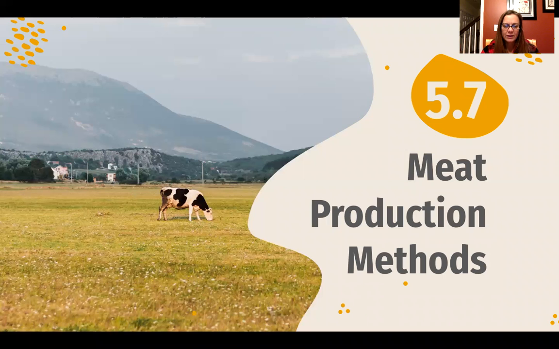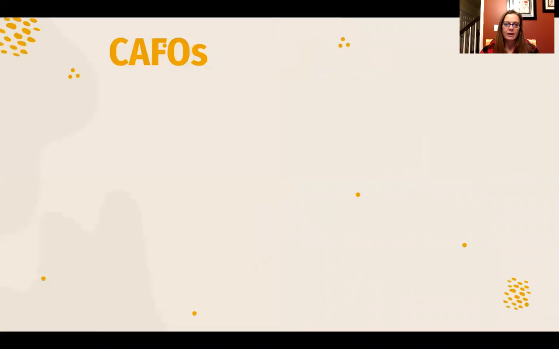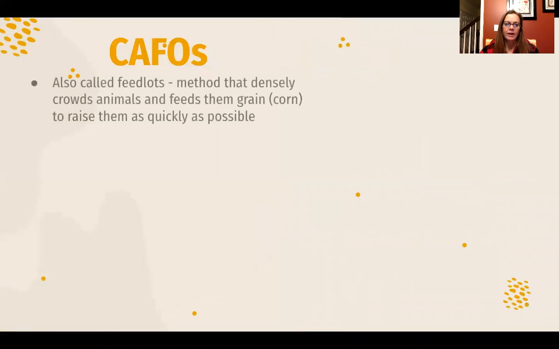And today we're continuing our discussion of agriculture as part of land use. Today we're talking about meat production methods, both industrial and more traditional or sustainable methods. The first thing we're going to talk about is what are called CAFOs, or confined animal feeding operations.